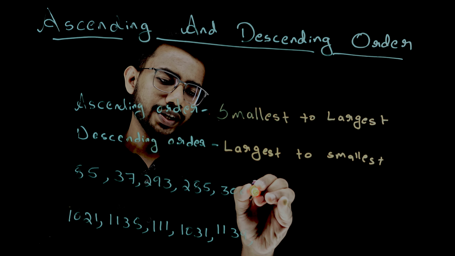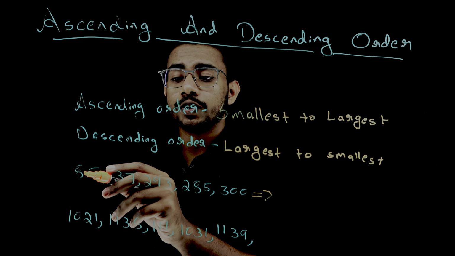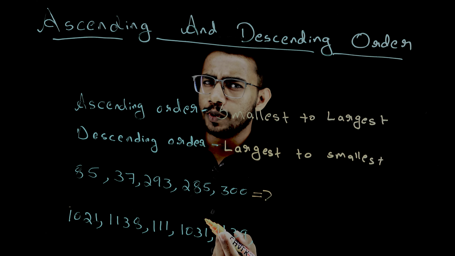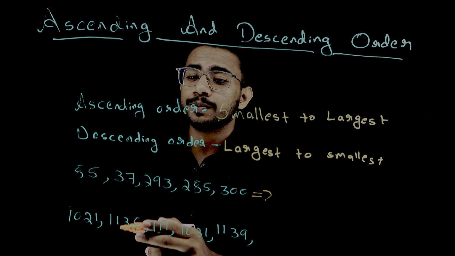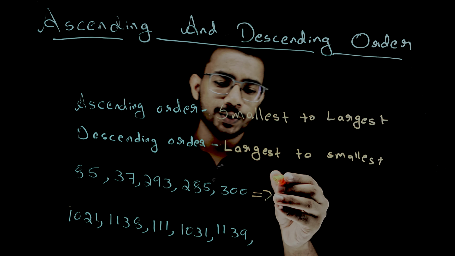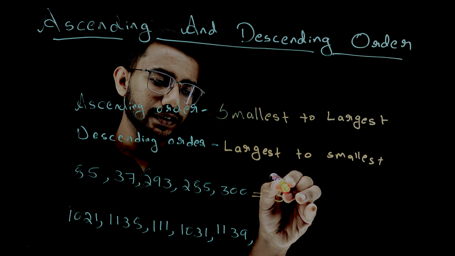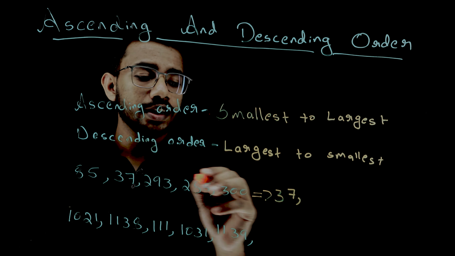So let's arrange them. Let's write that down. In this case of 8 and 3, which one is smaller? 37 is smaller because 3 is smaller than 8. So I will be having 37 first. After that I'm having 85.